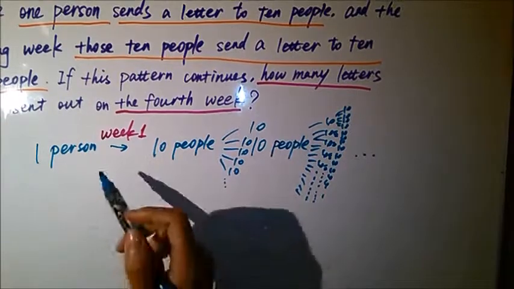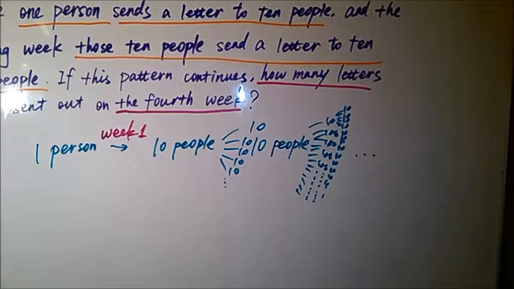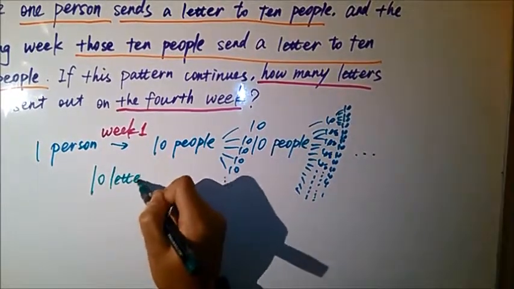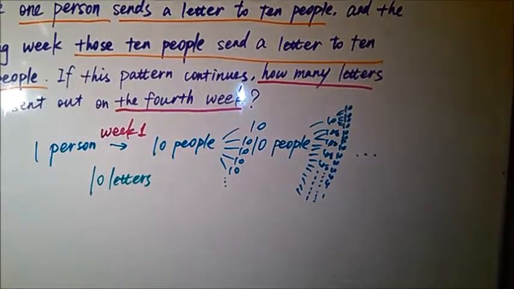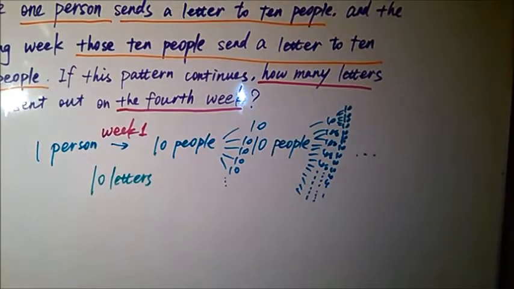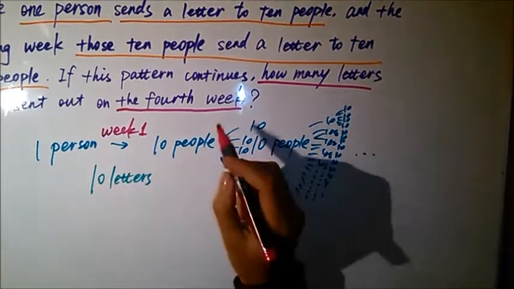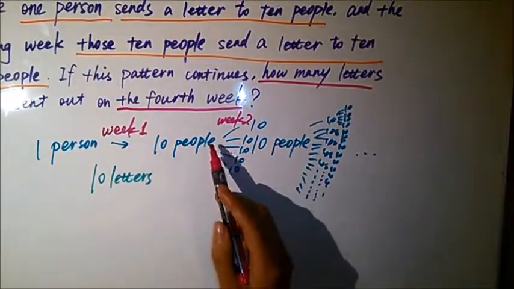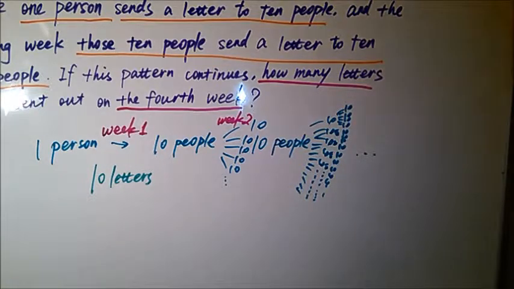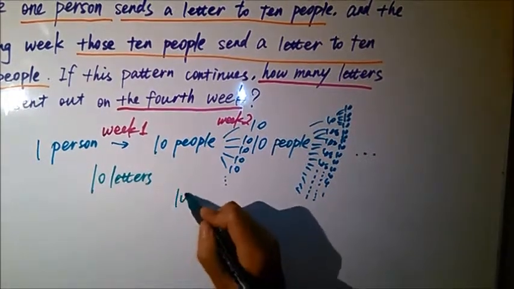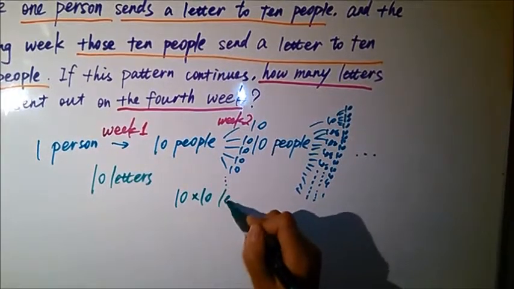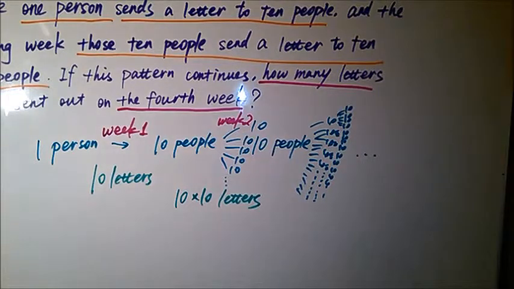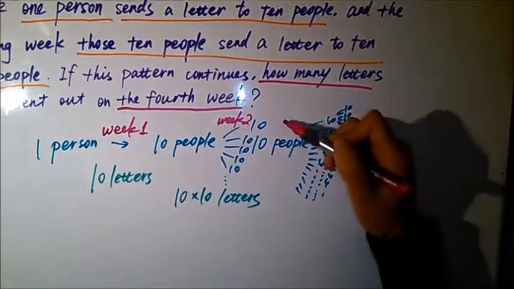Okay. So in week 1, we started with one person. And that one person sent out 10 letters. So we start out with 10 letters. And those 10 letters are multiplied by 10 more letters in week 2. Which in turn are multiplied by 10 more letters in week 3.